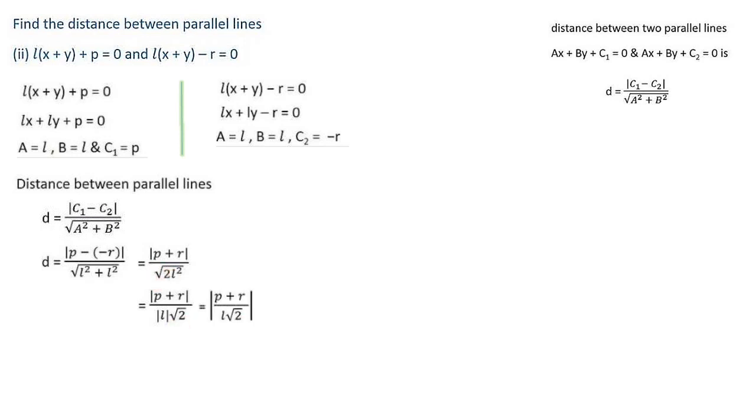Now you can see mod L is in the denominator, mod p plus r is there, and root 2 is the only thing remaining, so all together we can keep it inside the mod, that is p plus r divided by L root 2. Then the required distance is mod p plus r divided by L root 2 units. Here we are keeping the mod because distance is usually written as positive, so that's why we keep the mod: mod p plus r divided by L root 2 units.